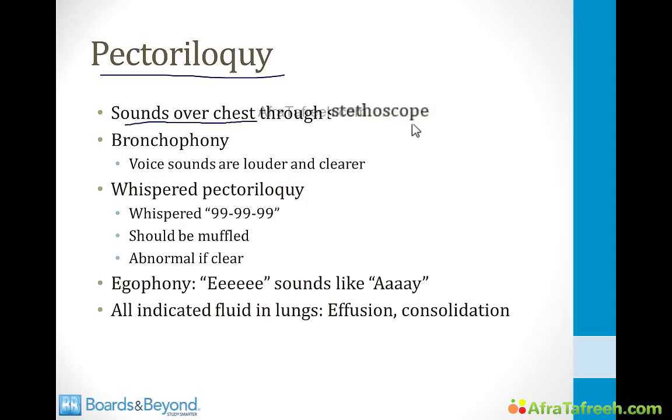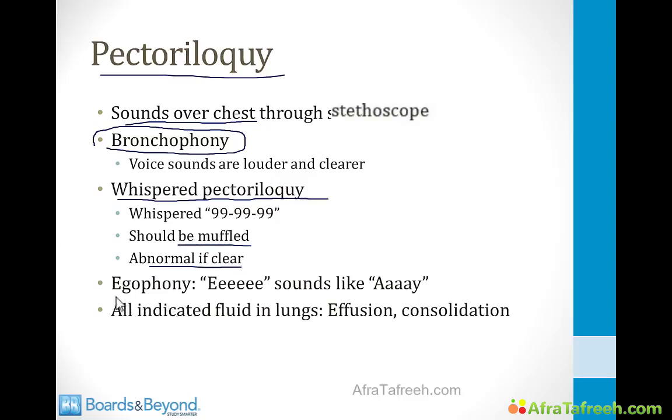There are a couple of subtypes of pectoraliloquy. So one is called bronchophony. This is when voice sounds are louder and clearer when you listen to the patient's chest with a stethoscope. Another type is called whispered pectoraliloquy. This is where you have the patient say 99, 99, 99 in a very soft whispered voice. It should come through the stethoscope muffled, but if it's clear, this is abnormal.